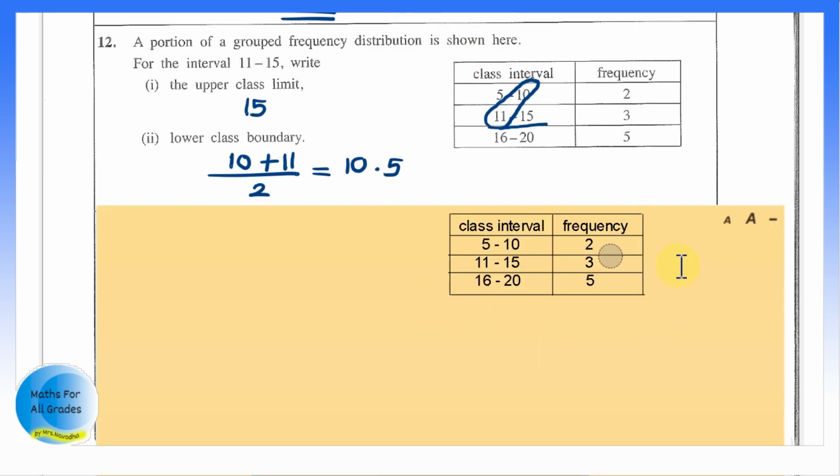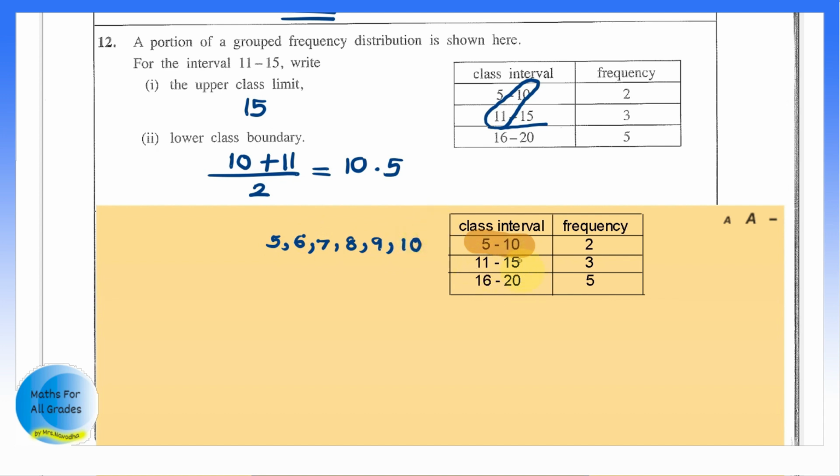Now this is the same frequency table. You can see there are 3 intervals: 5 to 10, 11 to 15, 16 to 20. Consider this 5 to 10 class interval. This class interval represents numbers greater than or equal to 5 and less than or equal to 10. That means 5, 6, 7, 8, 9, 10. These numbers are included in this class interval.